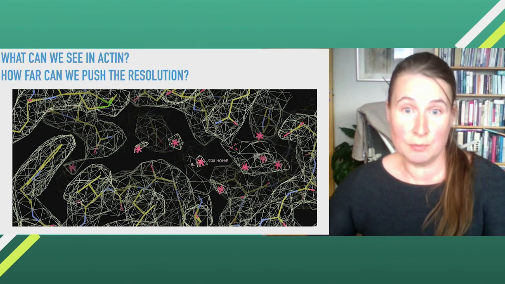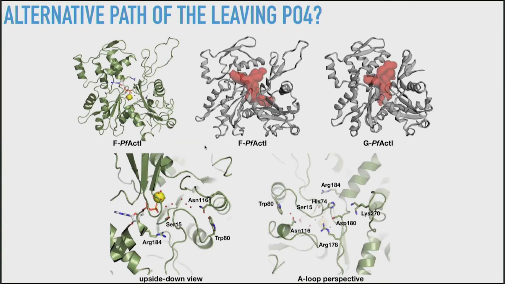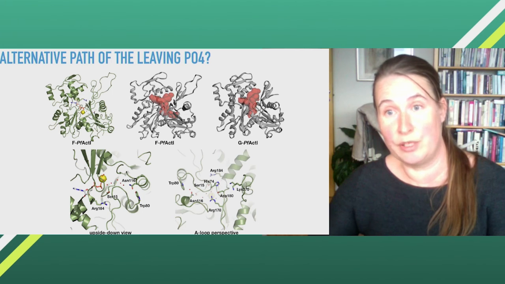We can see water molecules in the core of the actin, and this is a very interesting string of water molecules because we actually think that this could be an alternative path for the leaving phosphate group, because the path leads from the phosphate, which is supposed to be hydrolyzed, towards the solvent, as you can see here, and this is the cavity shown in red.